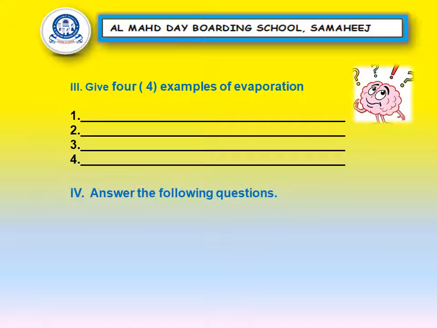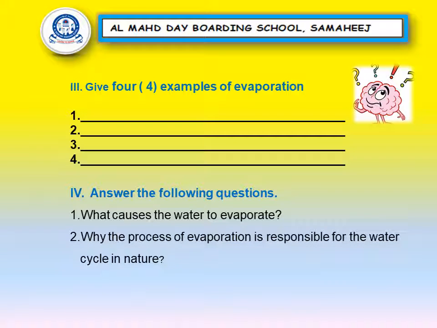Last part, answer the following questions. Number 1, what causes the water to evaporate? So what is the main factor why the water is evaporating? Number 2, why the process of evaporation is responsible for the water cycle in nature. So you're going to explain why the process of evaporation is very important for the water cycle in nature. That is for assessment number 1. So you need to complete the 4 parts of assessment number 1.